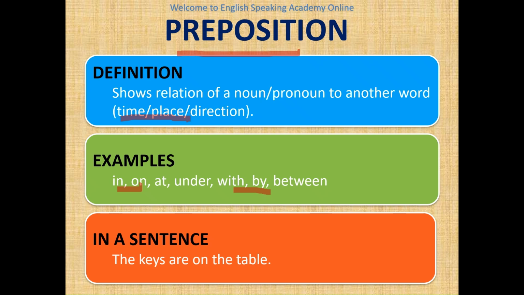In a sentence, the keys are on the table. In this sentence, on is a preposition. We are standing under the tree. In this context, under is a preposition. A preposition is used to specify the relation of a noun or pronoun to another word in context of time, place, or direction.